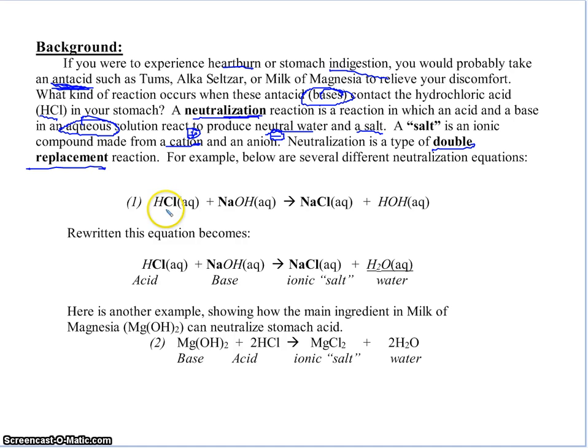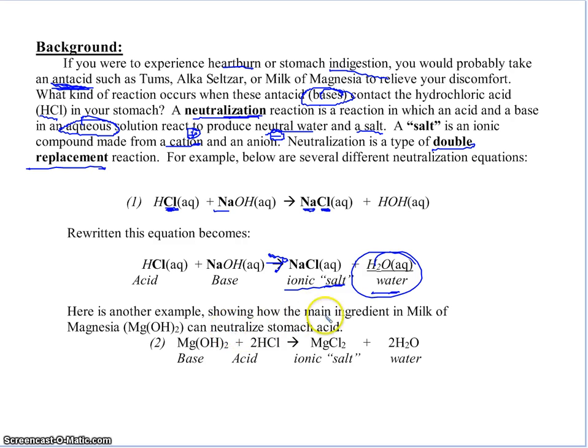So here's the first one, HCl, NaOH. I'm noticing these two are bolded. They're both aqueous. Boom, it makes NaCl. Those bolded ones go together, so they replace each other, I guess. Plus HOH, which is water. So acid and base give you salt and water.